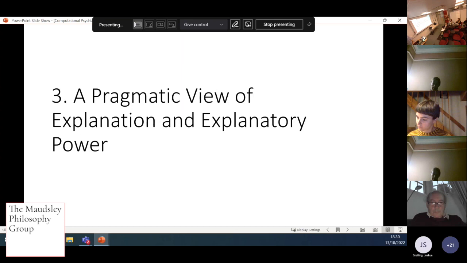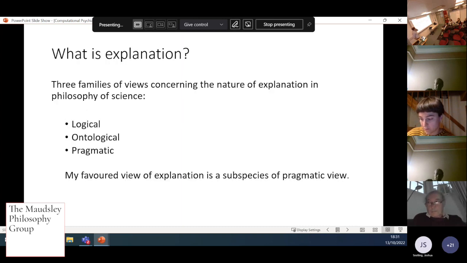So a pragmatic view of explanation and explanatory power. This is what I mean when I say this is a pragmatist perspective, namely, a pragmatist in philosophy of science. Very broadly speaking, in the vast area of philosophy of science that is philosophy of explanation, you've got three very broad families of views about the nature of explanation. They're logical, ontological, and pragmatic. And my favorite view, surprise, surprise, is the pragmatic view.